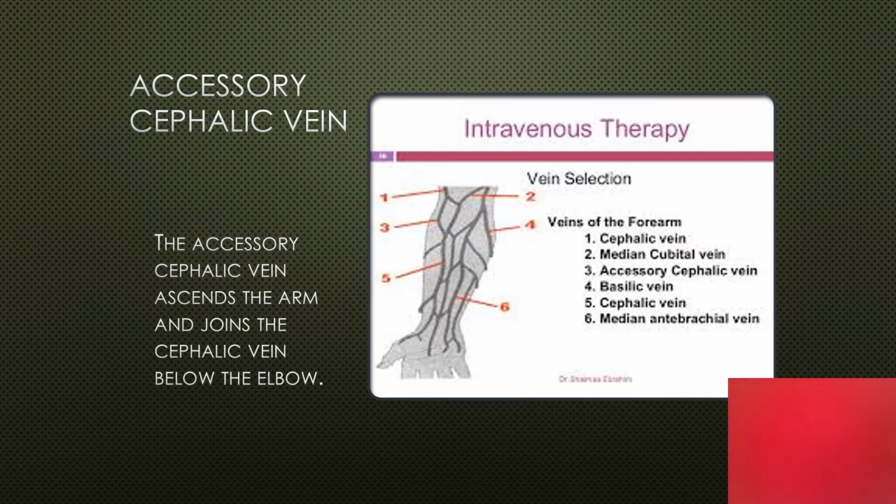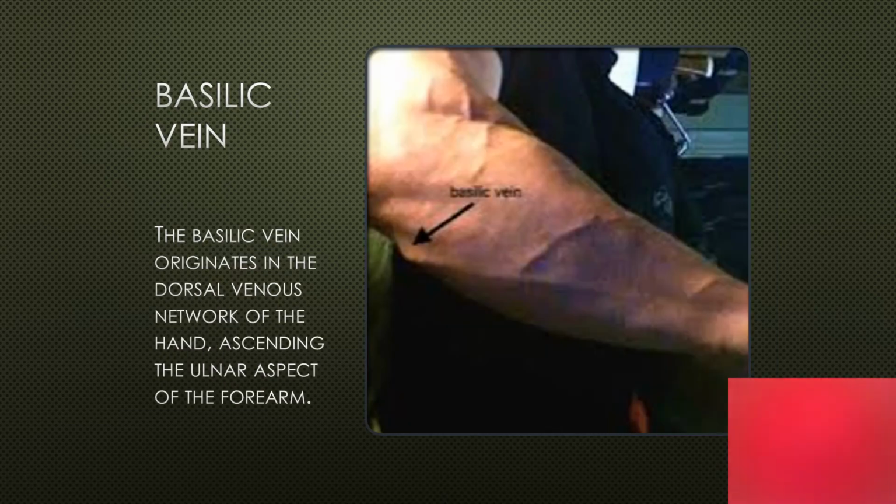The accessory cephalic vein is going to ascend the arm and it will join that cephalic vein below the elbow. Again, its large size can accommodate a large needle for those infusions that require the larger needle. The basilic vein is going to be along the back of the arm. You pretty much have to bend the elbow to see it. It's really large and it's usually pretty prominent, and the vein can accommodate a very large needle. Again, this vein tends to roll during insertion, so it has to be stabilized well during venipuncture.